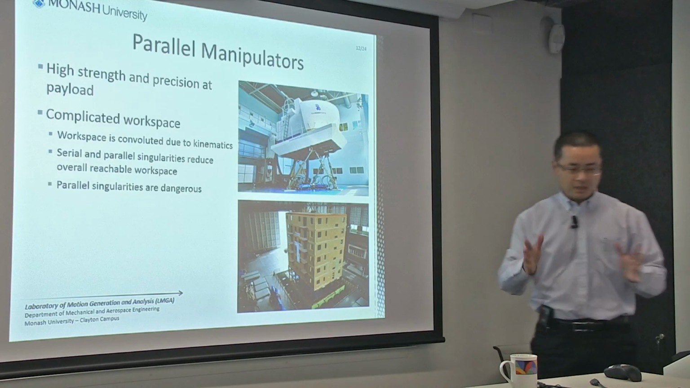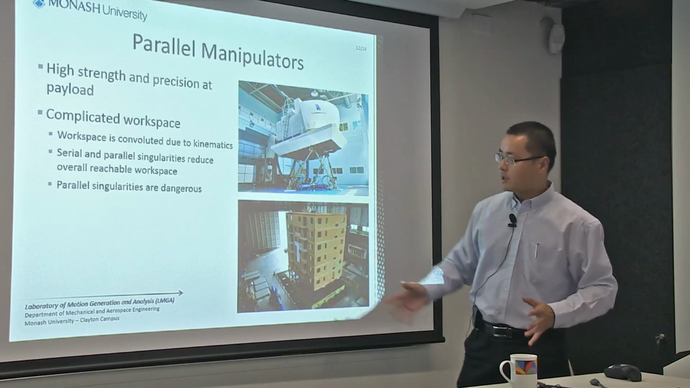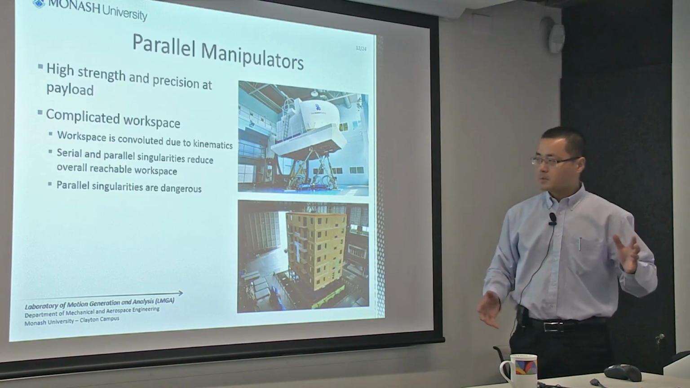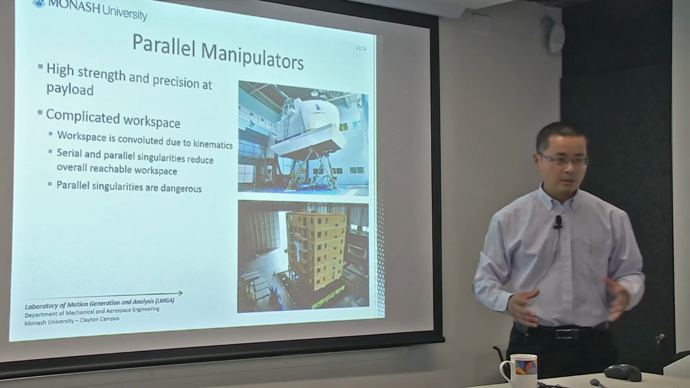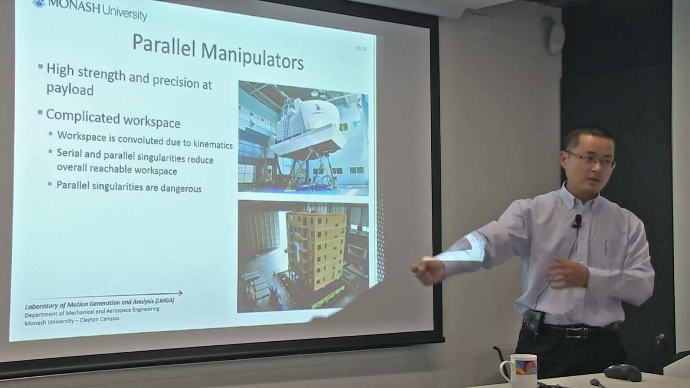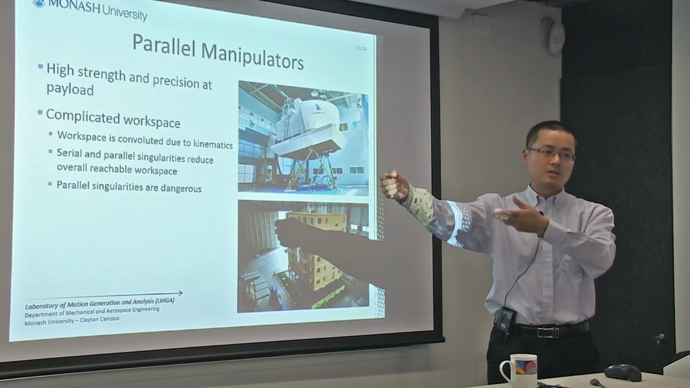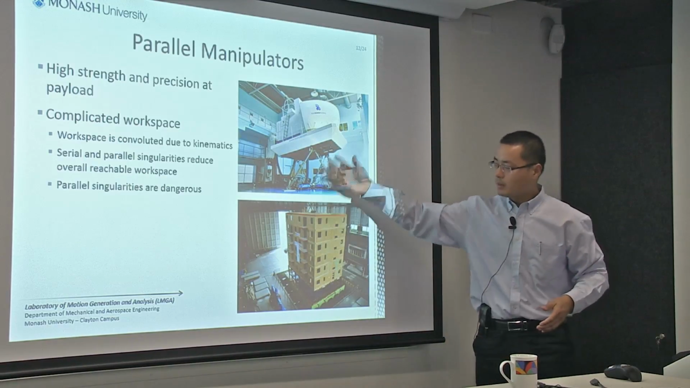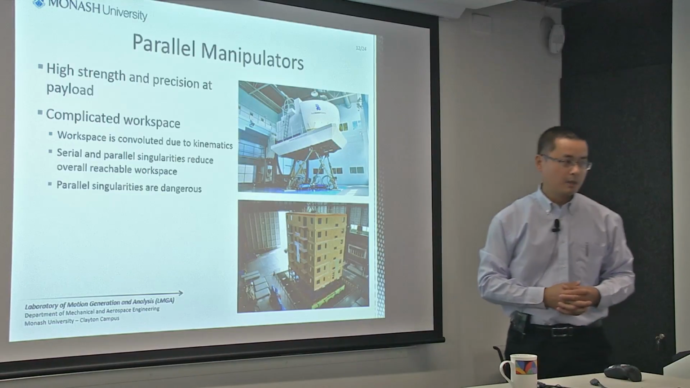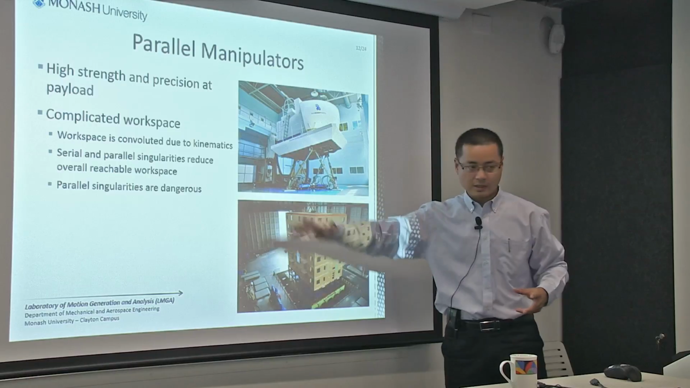So what is the problem in this area? The workspace is very complicated. It suffers from serial singularity and parallel singularity. Typically, serial singularity is when I stretch my arm and I cannot move any further. This is called serial singularity. It represents the boundary. And a parallel manipulator has such a problem as well. But the more serious problem is the parallel singularity.